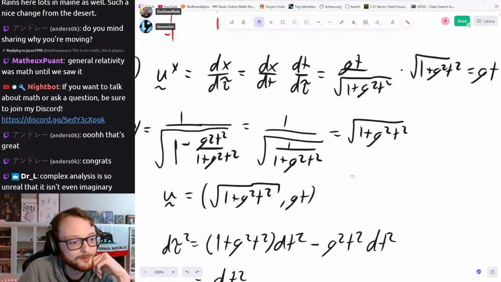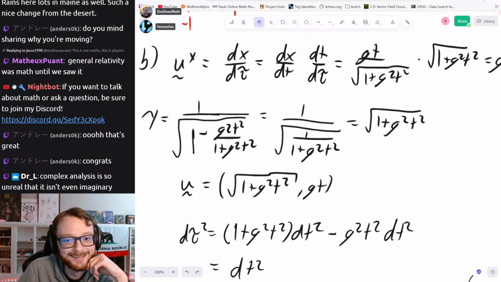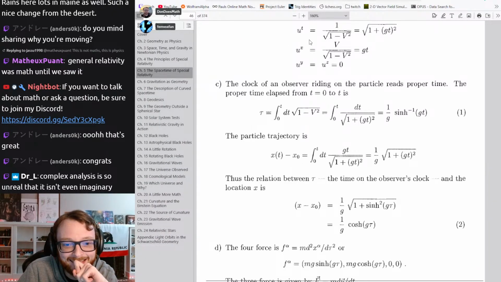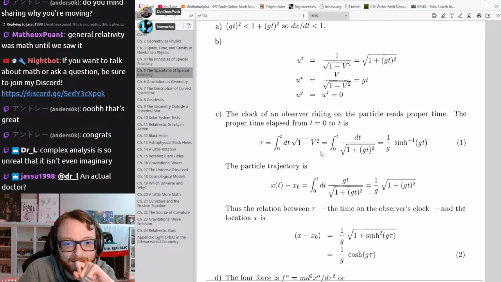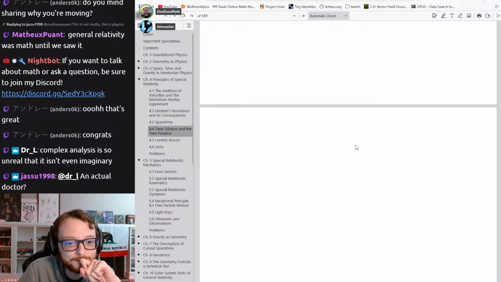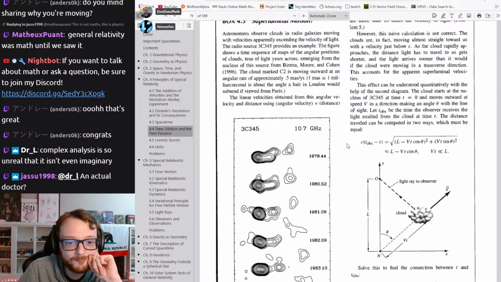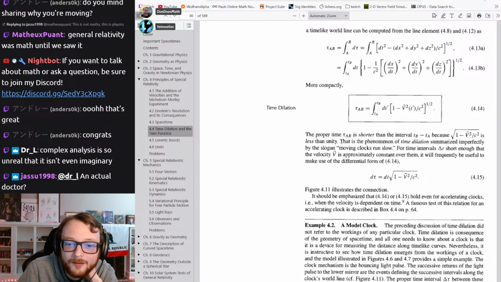And they don't. Complex analysis is so unreal, it doesn't even match here. They have 1 over... yeah, 1 over gamma, is it? It's on page 62. It was that section on time dilation where they talked about this. Yes, I need to see equations 4.14 and 4.15. Yeah, the next page there. Yeah, you got it.